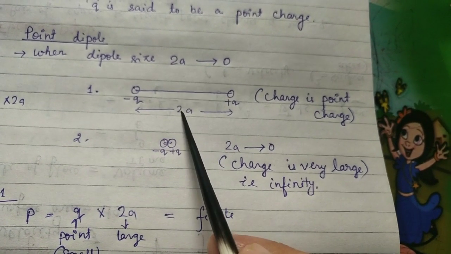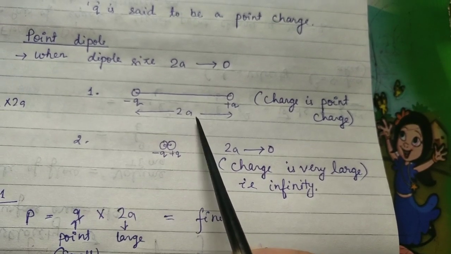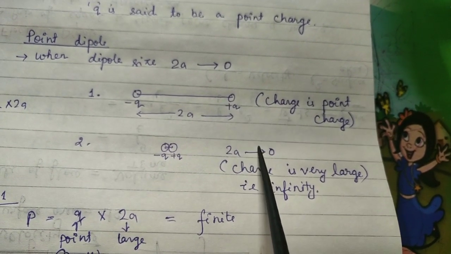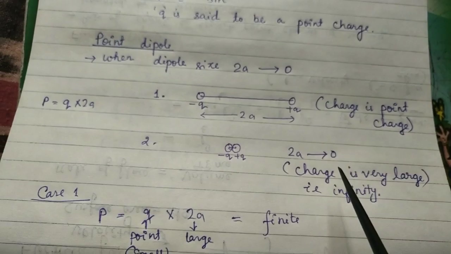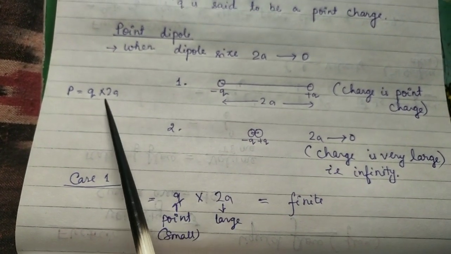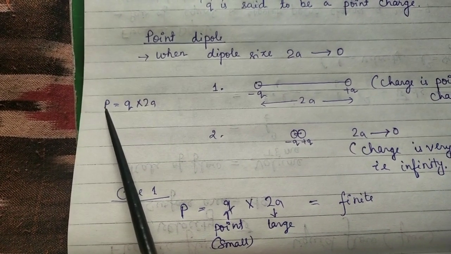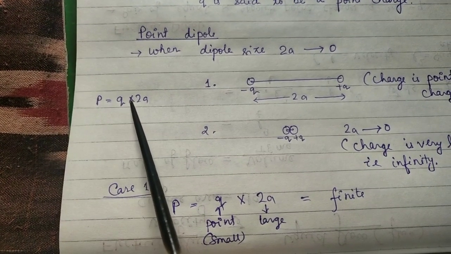That means we can say the charge is now infinity. But what happened to the distance? Here the distance is not 0, the distance is finite. But here the distance is tending to 0. So there are two things happening here. We'll see P. What is P? P is the electric dipole moment. It is the product of Q cross 2A.